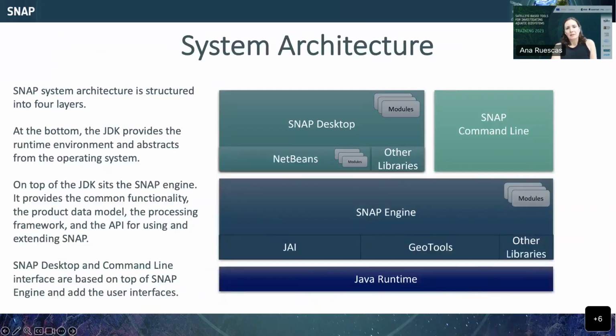About the system architecture, to be fast, I don't want to go into much detail. It's structured in 4 layers. There is a Java runtime as the base, and then on top we have the SNAP engine, and it provides common functionality, the product data model, the processing framework, and the API. And on top of this, we find the NetBeans platform, and then the SNAP desktop, and on a parallel level, the SNAP command line.